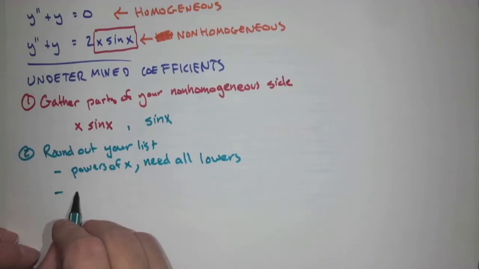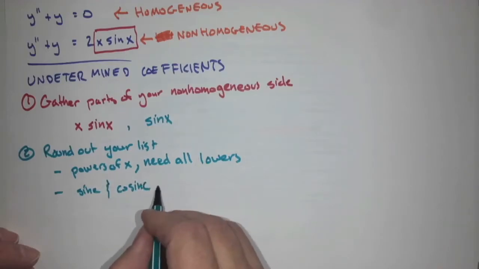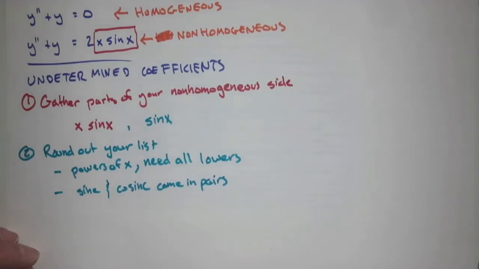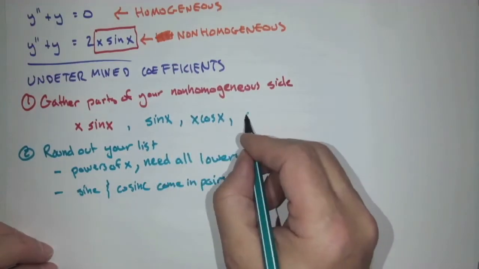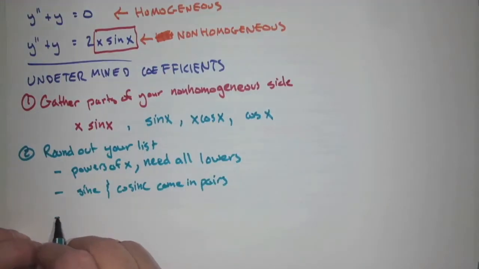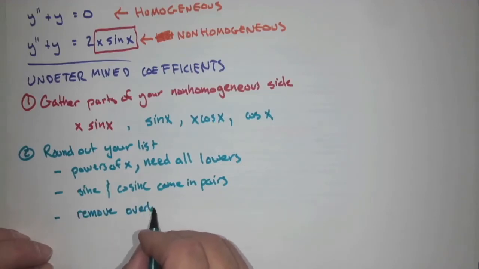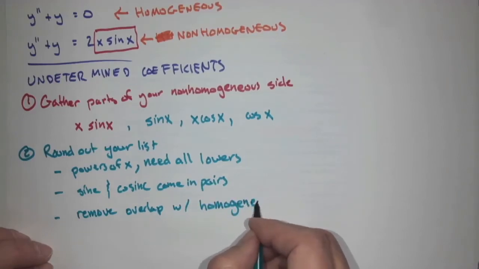Then, the second point, sine and cosine come in pairs. They like to hang out together. So, if you see something with sine, you have to have a cosine pair. Do we need to modify anything on our list or add to our list? What do we need to add? x cosine of x and cosine x. The third thing, remove overlap with the homogeneous solution. And we do this by the bump.